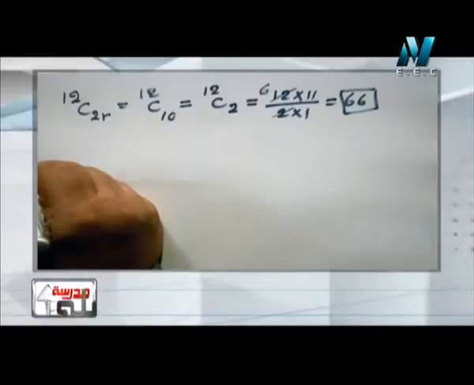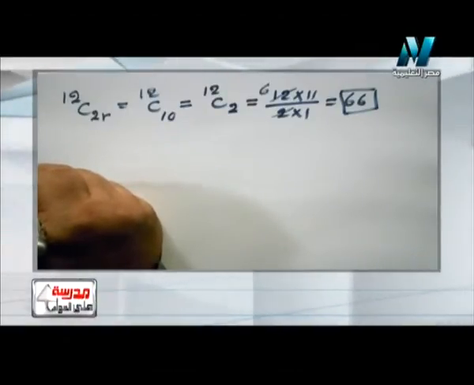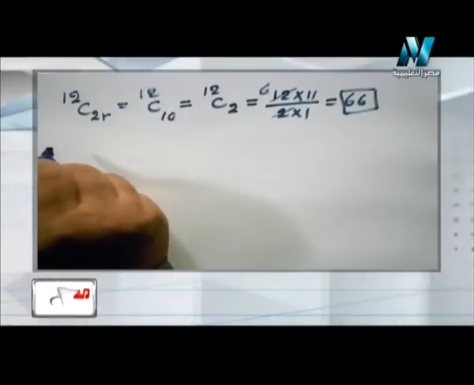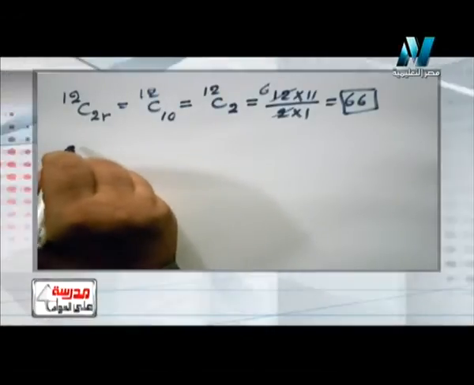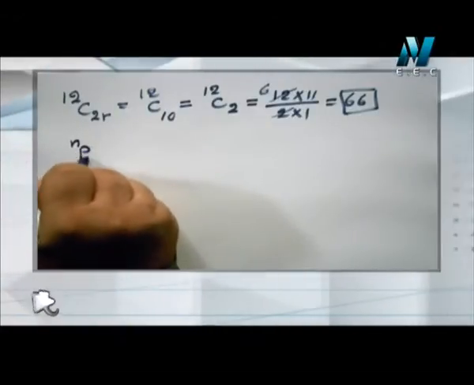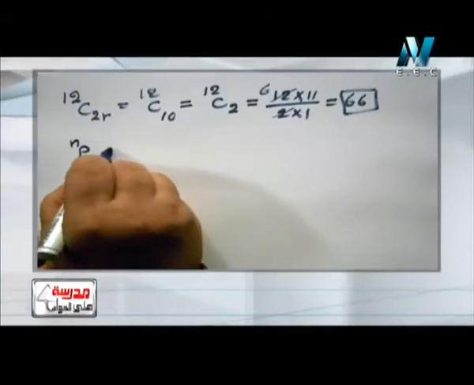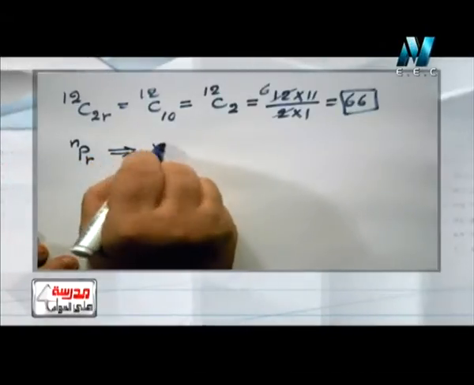And find the minimum value of n. Pay attention to this part. Find the minimum value of n. We have now nCr or nPr, and we find that r equal 5.